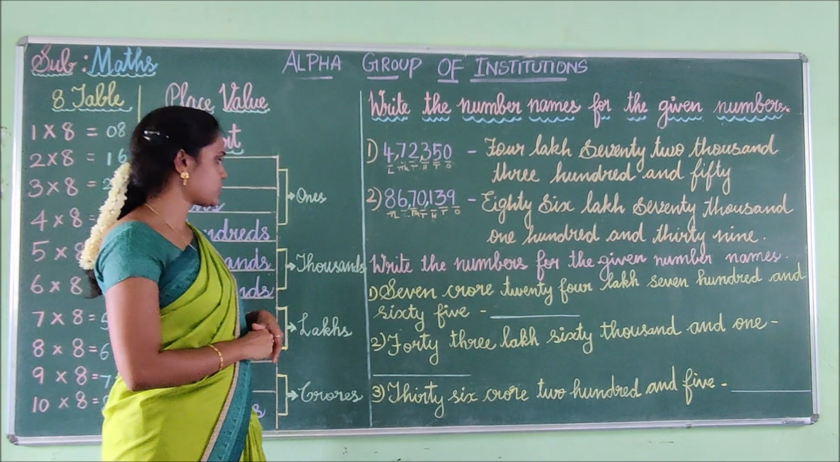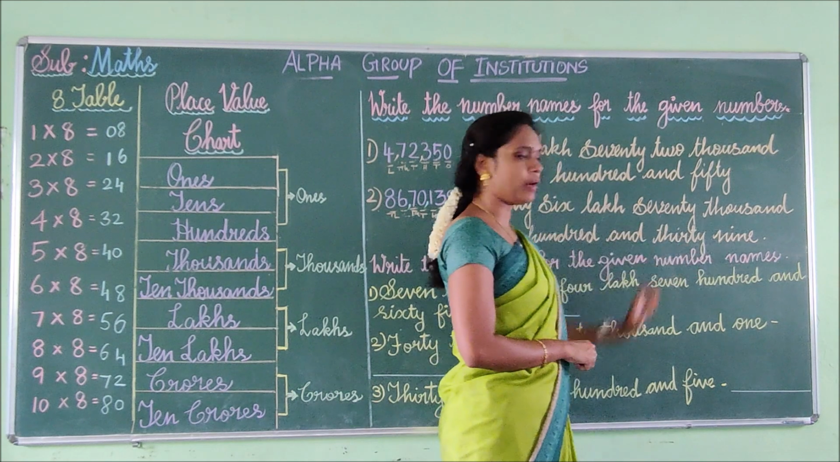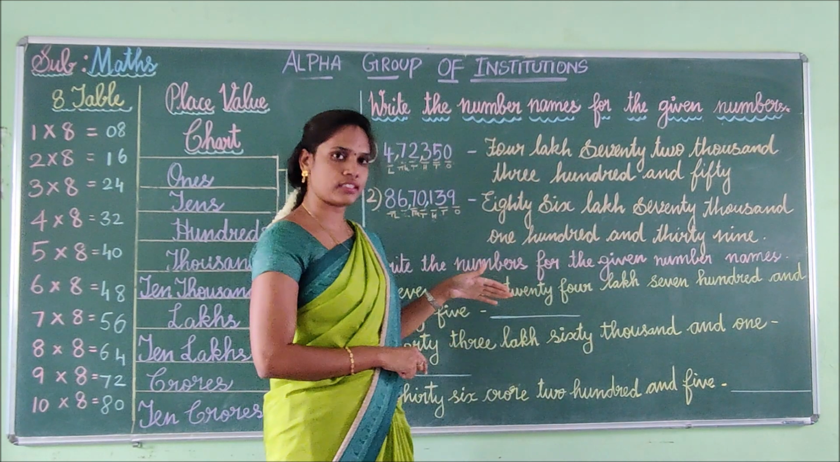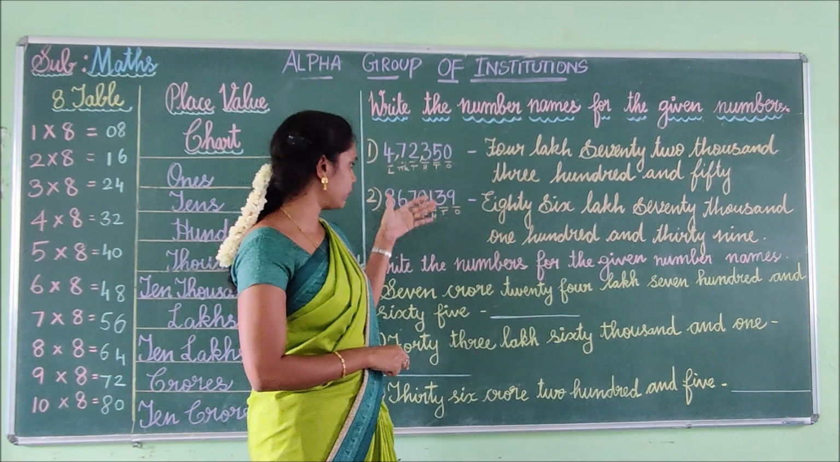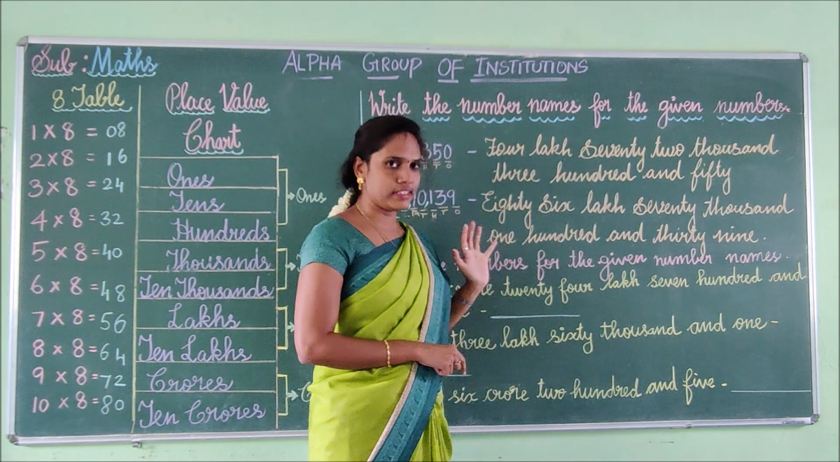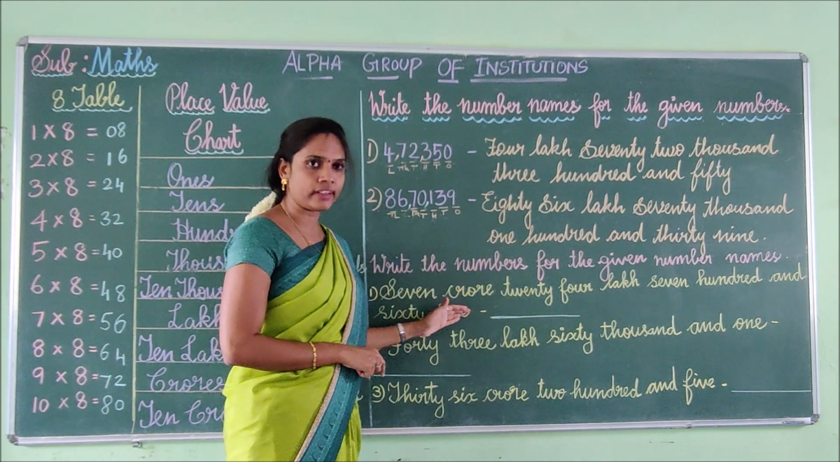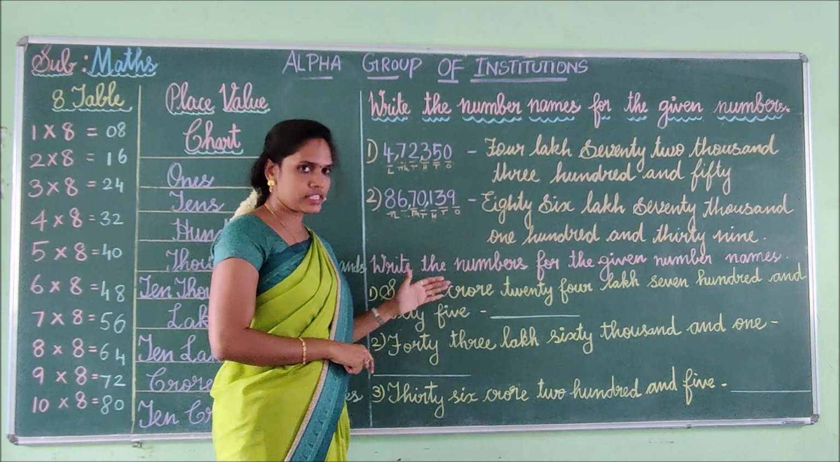See what is the next one? Write the numbers for the given number names. Just the reverse of this. Here they have given the numbers and we have written the number names in words. But here they have given words, and we have to write them in numbers. Understand? Shall we start now?